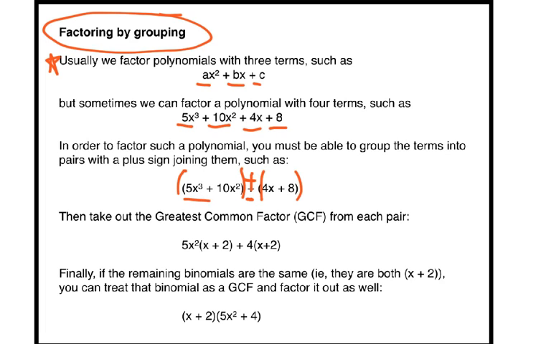So in the first pair, the GCF is 5x squared. You bring it out front, leaving behind x plus 2. In the second pair, 4x plus 8, the GCF is 4, so you bring it out front, leaving behind x plus 2. Finally, if the remaining binomials are the same, i.e. they are both x plus 2, then you can treat that binomial as a greatest common factor and factor it out in front of the terms 5x squared plus 4, leaving you with a factored binomial. Ta-da!